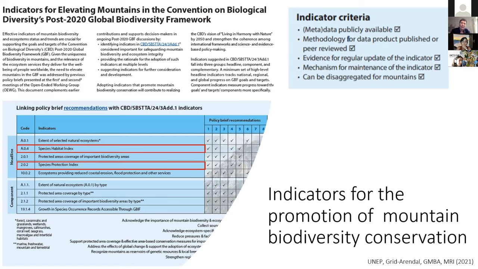The criteria we had: of course, can they be disaggregated for mountains specifically? You have just seen that with Davnah, she just showed it. Then some quality criteria, such as: are the data publicly available? Is there a regular update? Is there maintenance of the indicator? And is the methodology scientifically sound, published and peer-reviewed? So we found these two headline indicators suitable for mountains, as you already have seen.